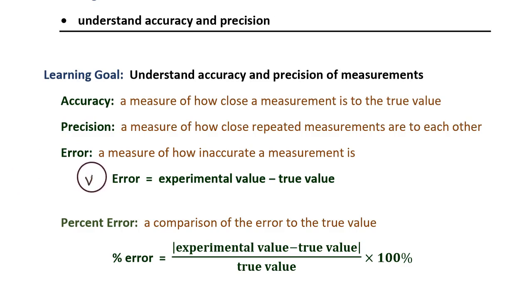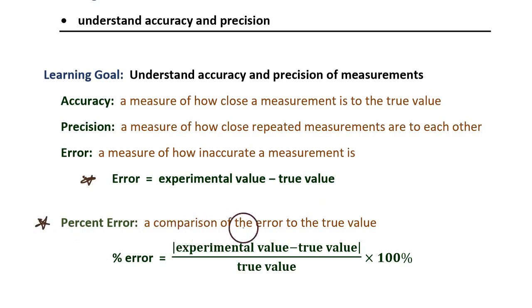Here's the mathematical formula for finding error. Take the experimental value and subtract the true value. That means when you're doing an experiment and you make a measurement, take your value and subtract the actual true value. To determine if a measurement error is large enough to be serious, we can find percent error.